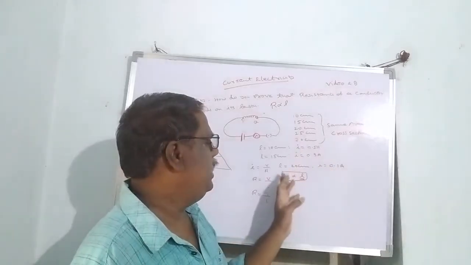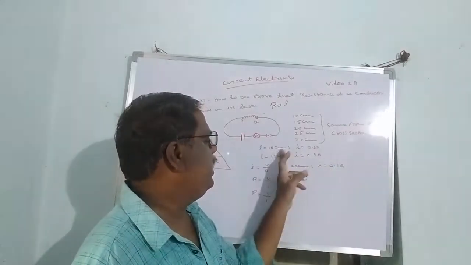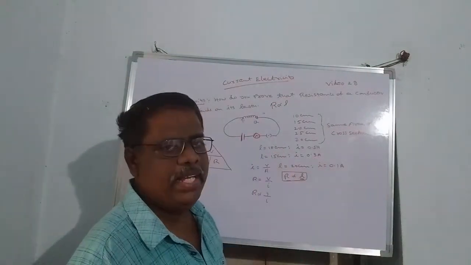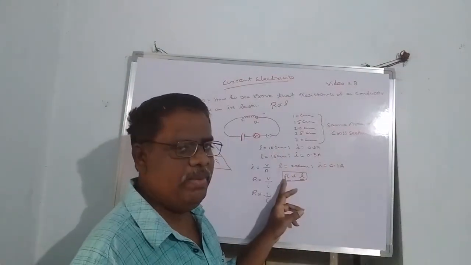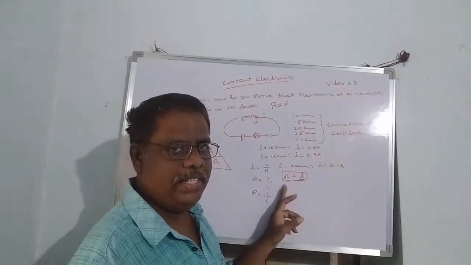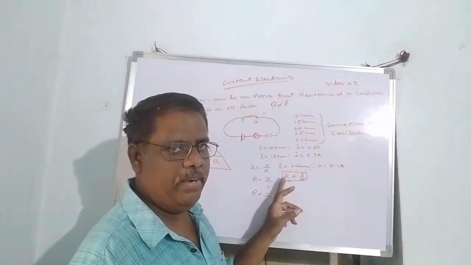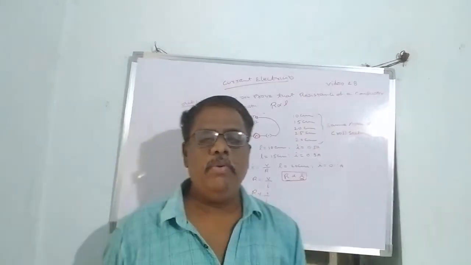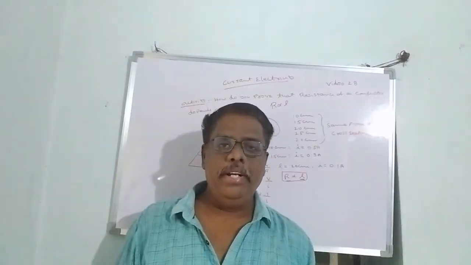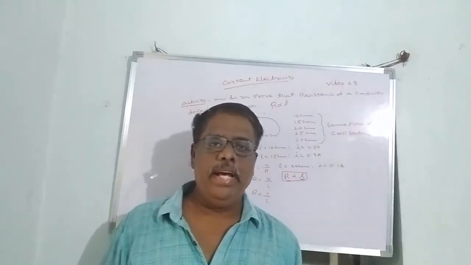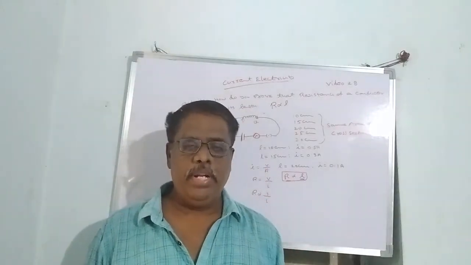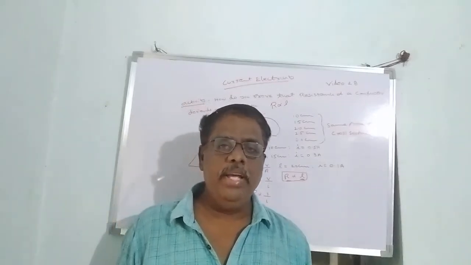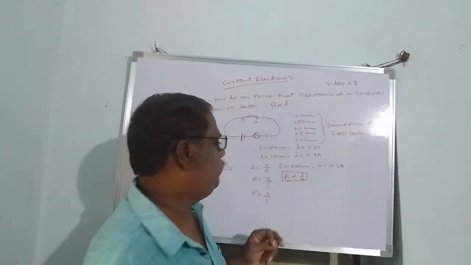If you are increasing the length of the conductor, the current in the ammeter will decrease because resistance will be increasing. Length increases, resistance increases, flow of current decreases, because R is inversely proportional to I from Ohm's law. What we studied in Ohm's law: at constant temperature, voltage and current will be directly proportional. If current increases, voltage also increases, but temperature should remain constant.